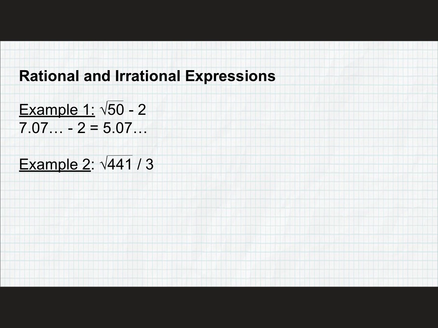Now let's look at example 2. We want to know what the square root of 441 divided by 3 is. Well, the square root of 441 is 21, so when we divide this by 3, we get 7. This number is, of course, rational, just like square root of 441 and 3. Notice how the irrational root stayed irrational and the rational root stayed rational.